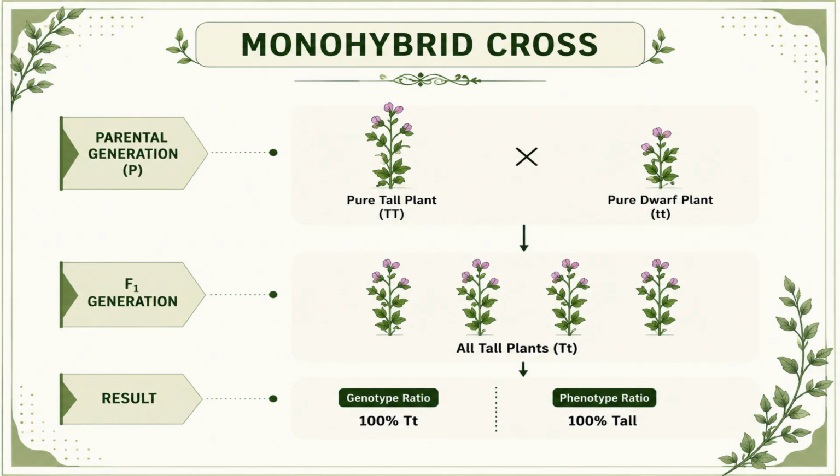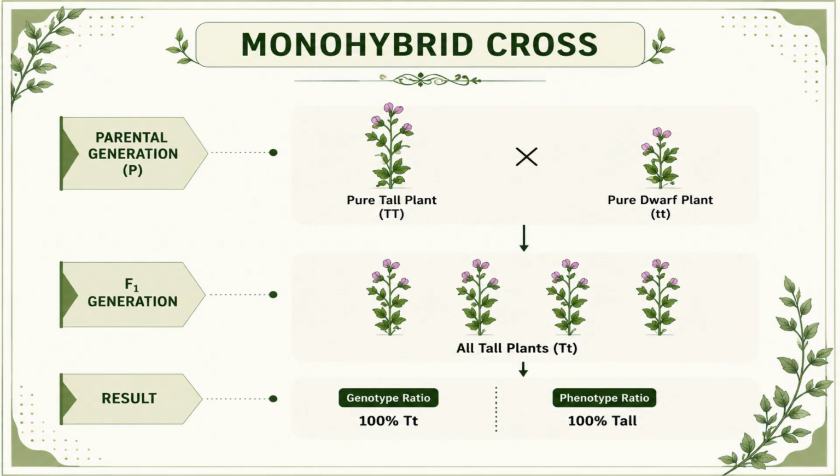Now let us understand this experiment step by step. First, Mendel selected two pure pea plants with contrasting characters. One plant was tall, and the other plant was dwarf. These plants formed the parental generation, also called the P generation. Then Mendel crossed these two plants. After crossing, seeds were produced and grown into new plants. The plants obtained in the first generation are called the F1 generation, or first filial generation.